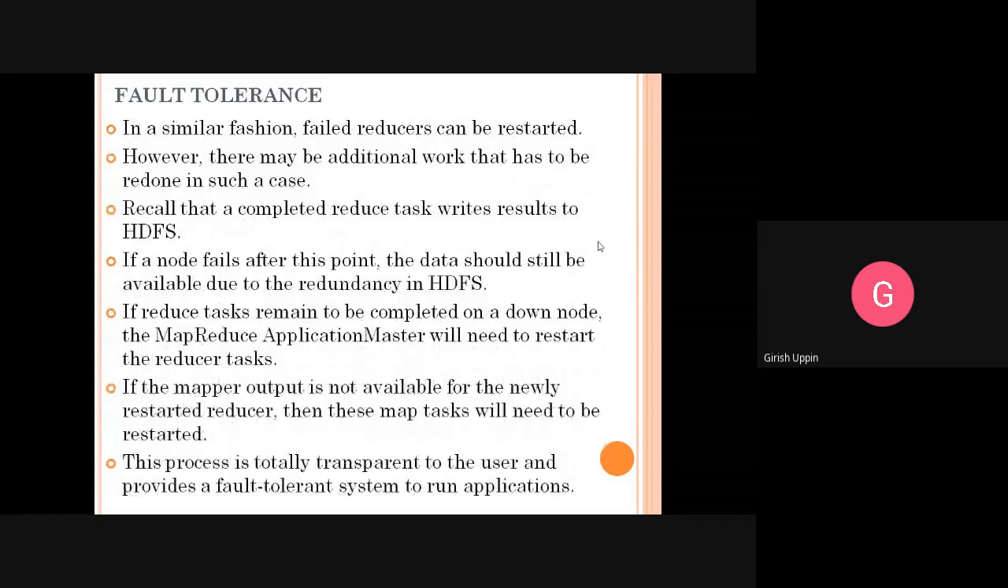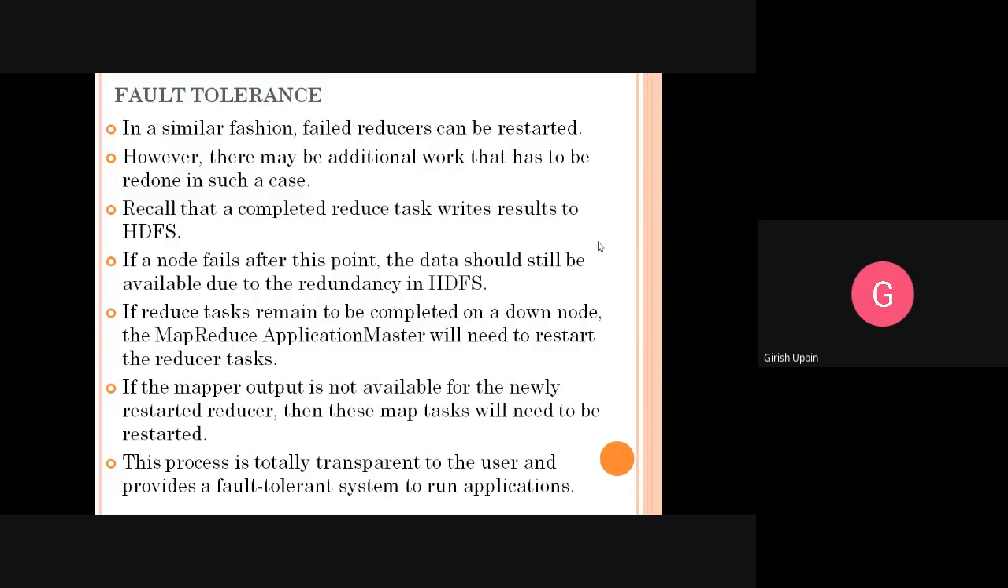In similar fashion, a failed reduce task can be restarted. Similar to the mappers, reducers can also be restarted. Most of the time, the reducer will have the input data from the mappers, and that data will be available. In case that data is not available, then we have to start the mapper process and then run the reducer. However, there may be additional work that has to be done in such a case.